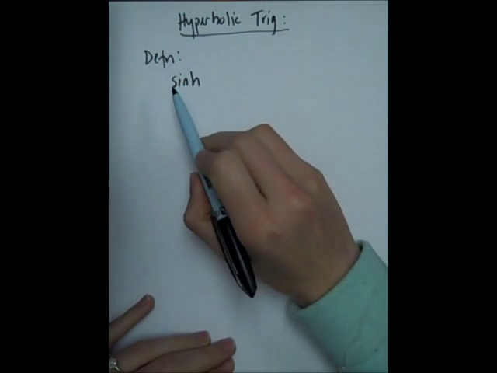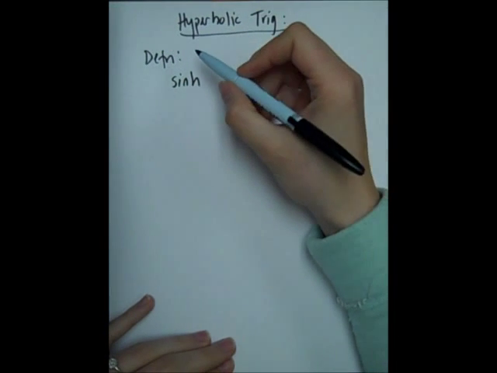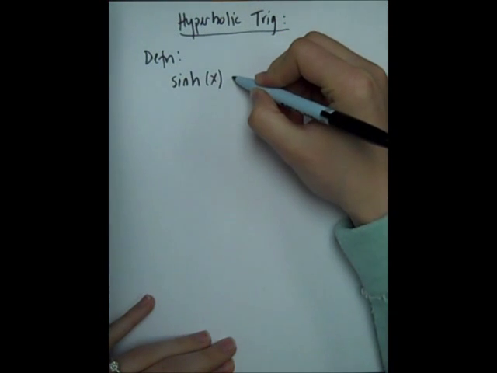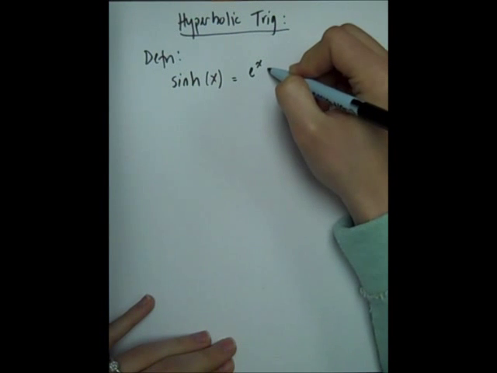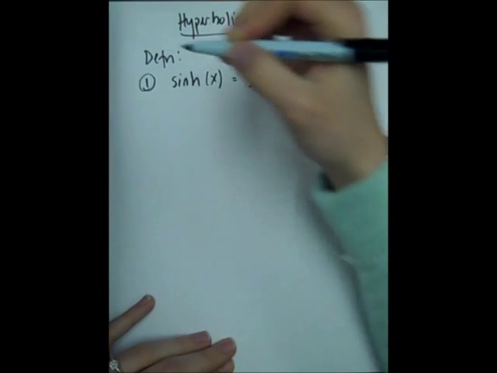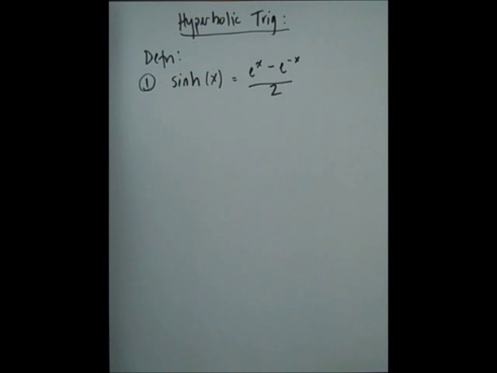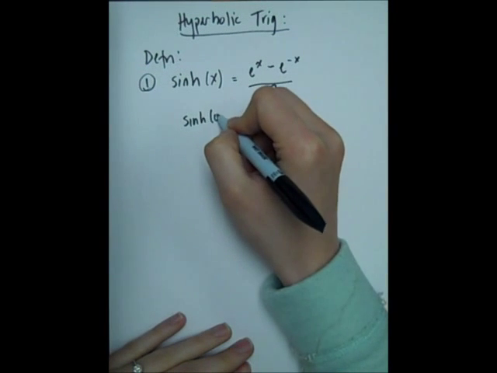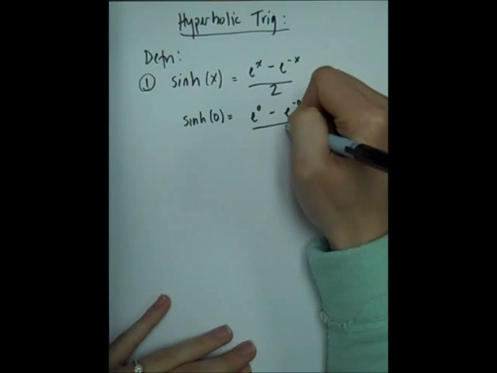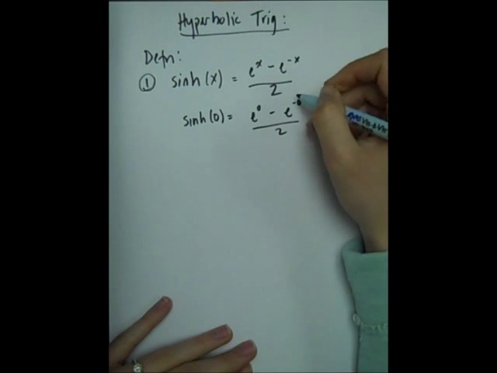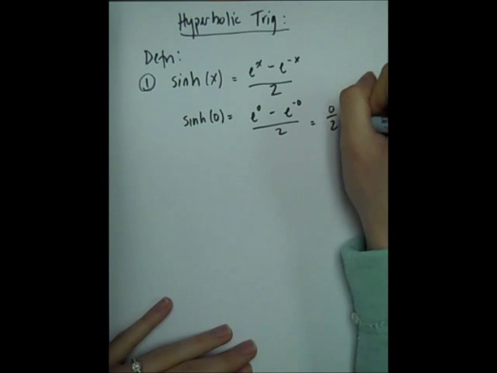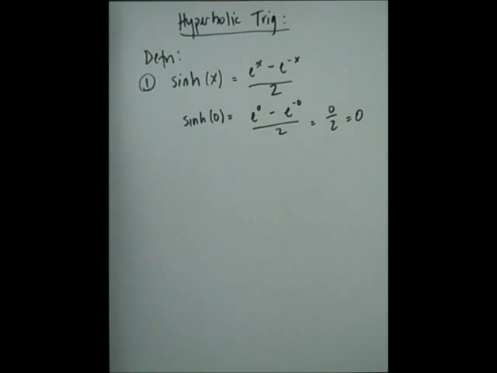Hyperbolic sine is written as sine with an h. It's just a function, kind of like sine is a function. So hyperbolic sine of a number is just e to that number minus e to the negative of that number, divided by 2. Okay, so for example, what is hyperbolic sine of 0? That's going to be e to the 0 minus e to the negative 0 over 2. So let's see, e to the 0 is 1, e to the minus 0 also 1, so I get 0 over 2, which is 0. So hyperbolic sine of 0 is in fact 0.